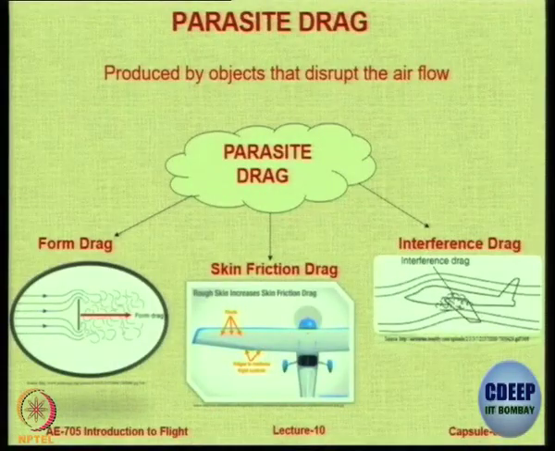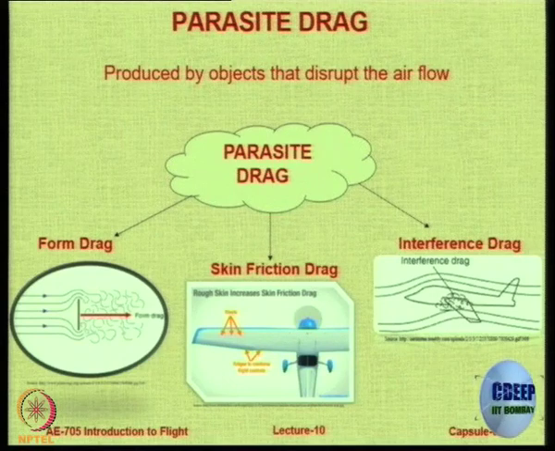So, you just saw that any object that disrupts the flow of air by virtue of its presence creates what is called parasite drag. It has three components: the form drag, because of the form or the shape or the frontal area of the body, which creates a difference in the pressure on the upper and lower surface or behind and forward of the body. So, that is what is form drag. Then you have skin friction drag and you also have interference drag.